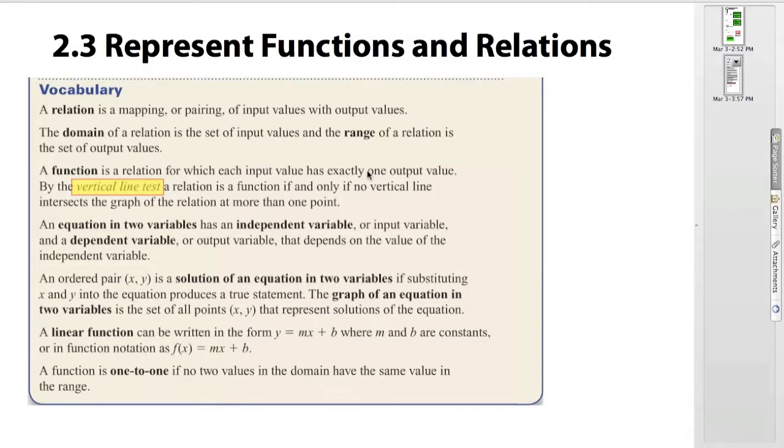Functions and relations. This is really a big vocabulary lesson. There's really not a lot of math, at least computation, to do. But we are going to be discussing a couple of topics that seemingly give a number of students difficulty when I ask you to explain what they are or how to find them.